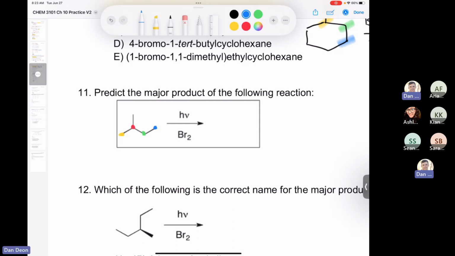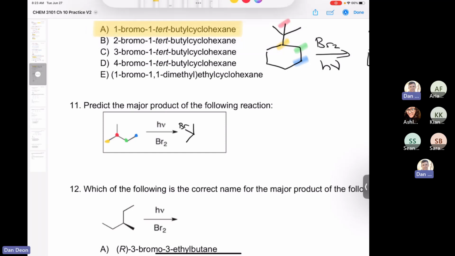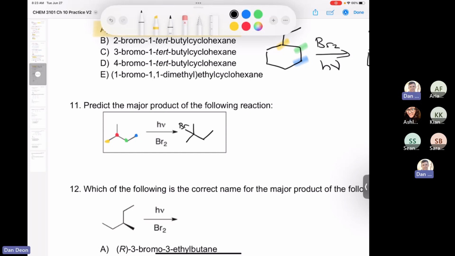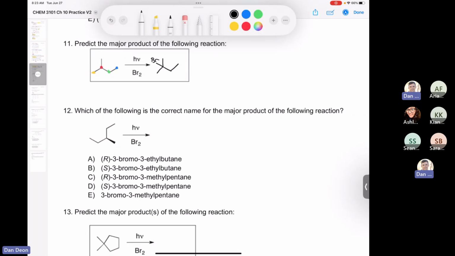Yeah, it's going to go on the red carbon. It's the most substituted position. And so we would end up with this compound that looks a little something like that. All right, so we get 2-bromo-2-methylbutane is what you would get in that case. All right, let's see here. Which of the following is the correct name for the major product of the following reaction?